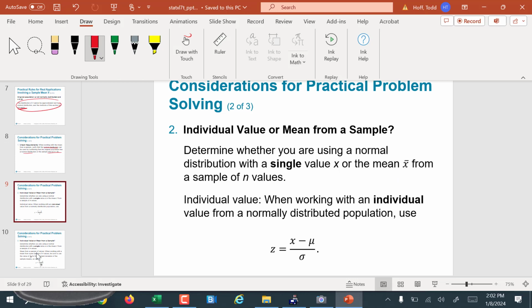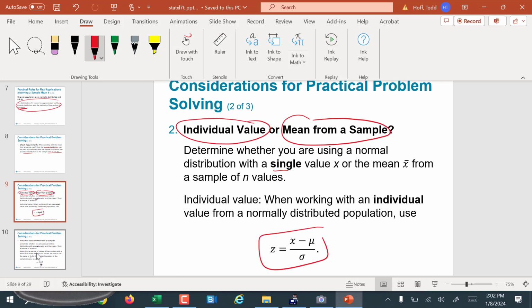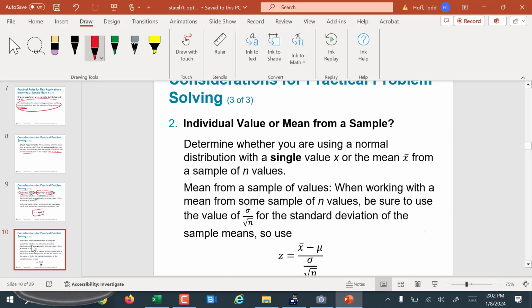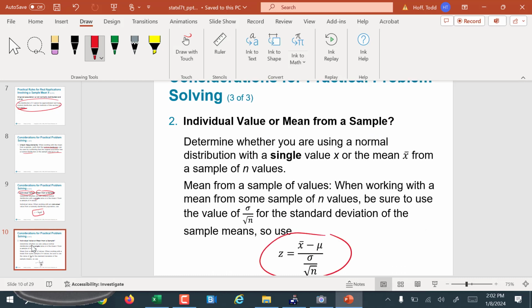Also, we need to consider, are we looking at an individual value from within the population, or are we looking at the mean of a sample? Because that changes the calculation as well. If we're looking at a single value, then the z-score for that value is simply the value minus the population mean divided by the standard deviation. If we're looking at the mean of a sample, the z-score for that mean is still the sample mean minus the population mean, but we have to adjust the standard deviation by dividing by the square root of n.